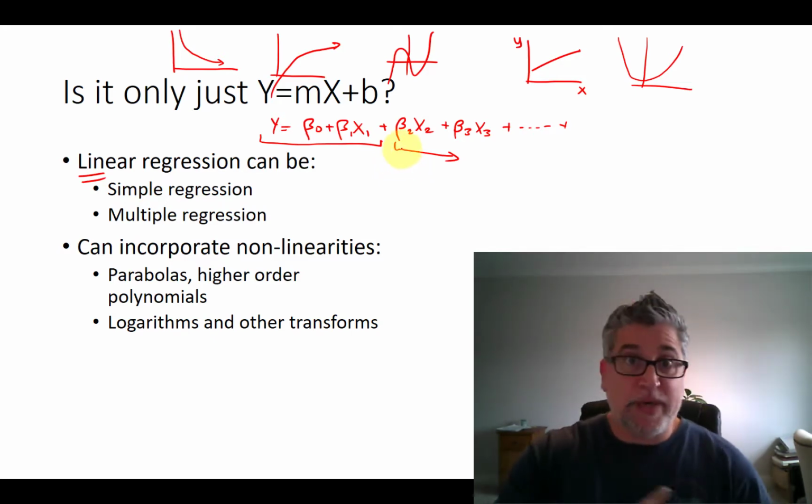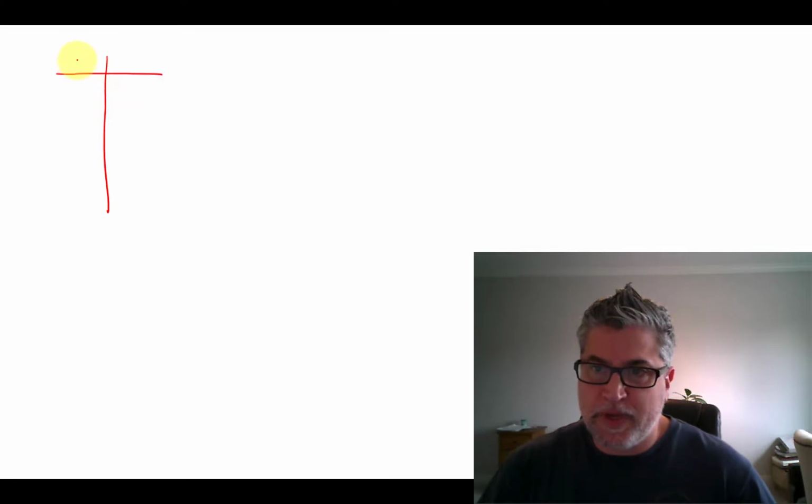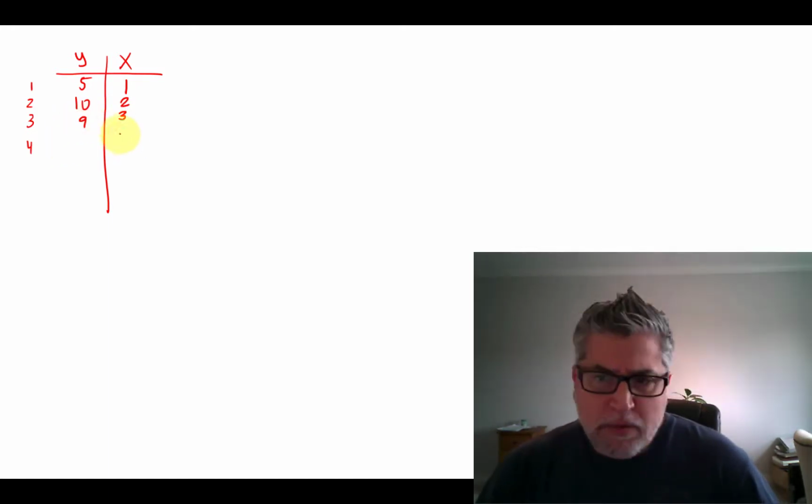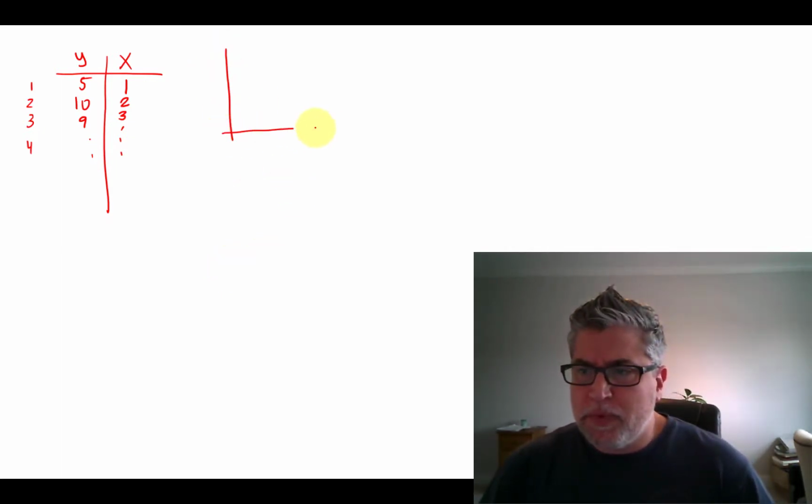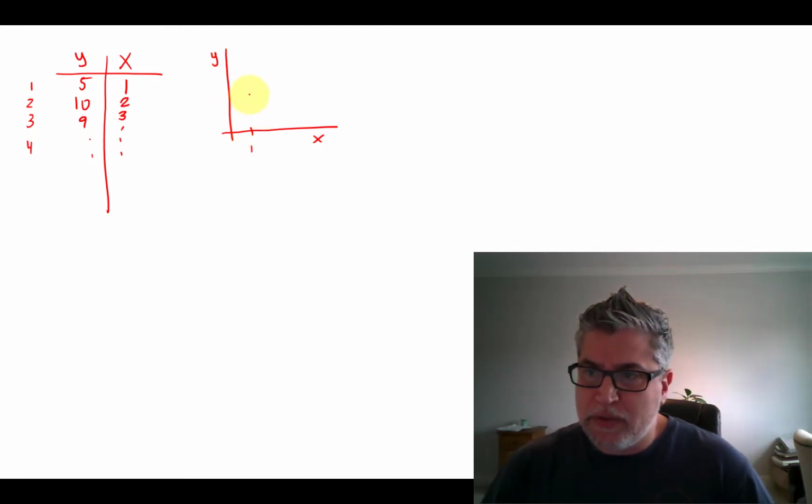Now let me clean my screen and I'll show you what I mean. When we're doing linear regression, we've got some table of data. We've got a data set with y and x, and we got a bunch of observations. So maybe when x is 1, y is 5, and when x is 2, y is 10, but then when x is 3, y was 9. Whatever these numbers are, not important, but you would graph them, right? So when x was 1, y was this number there.